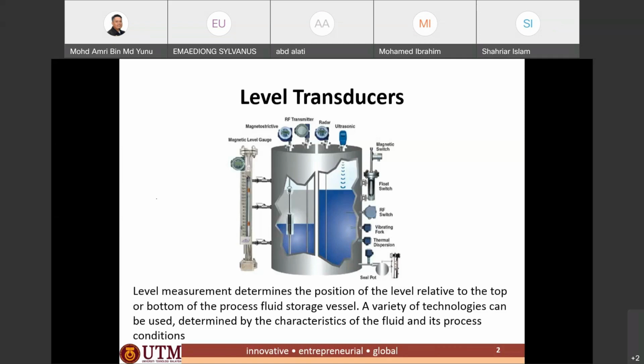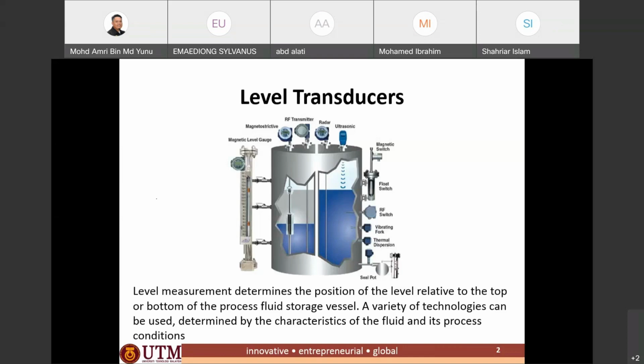There is no one universal solution for level transducers, because in a vessel or in a process the material may vary in terms of its properties. It can be, for example, conductive, it can be non-conductive, it can be multi-phase, it can be liquid, and so on.